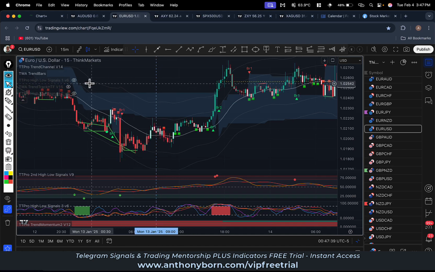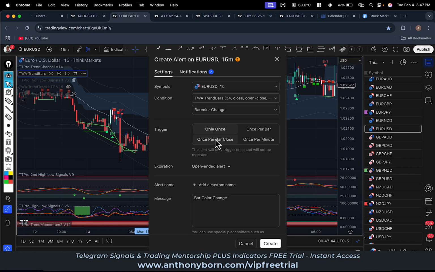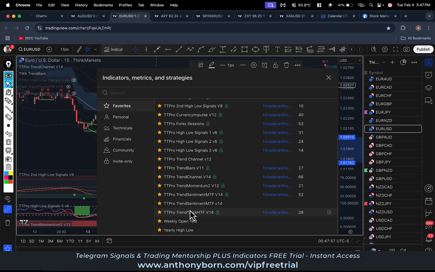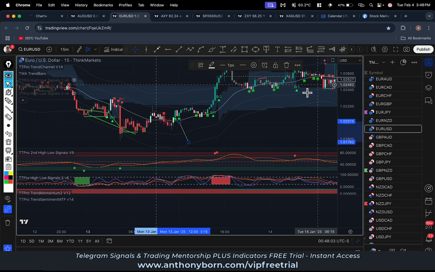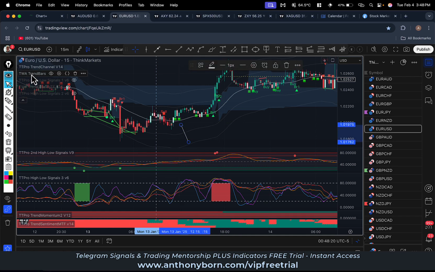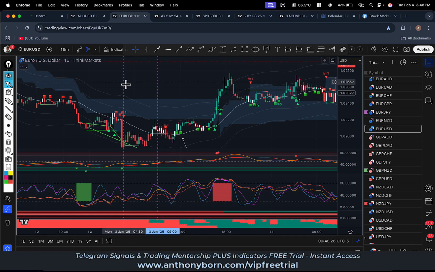But what we'll do is we'll set an alert on the trend bars. 3 bars, bar color change once per bar. That's it. Done. Create. When that fires, that's when we come into the chart. 15-minute time frame. And if you want to, you can include the trend sentiment for a buy signal as well. Well, there was a buy signal up in here that was a bit late. Okay, but we'll run off the trend bars when the candles turn from red to green. That's our entry. So that's the first one.